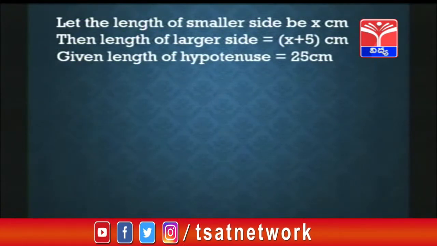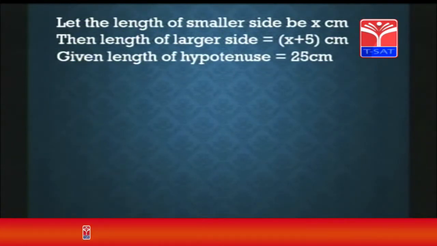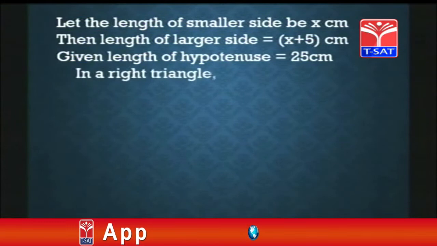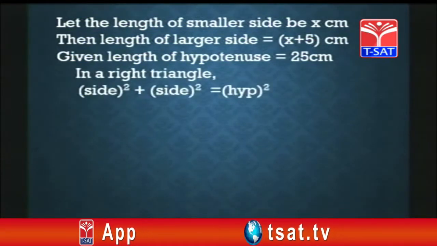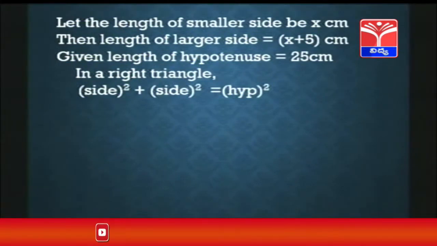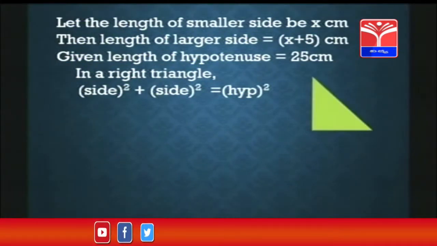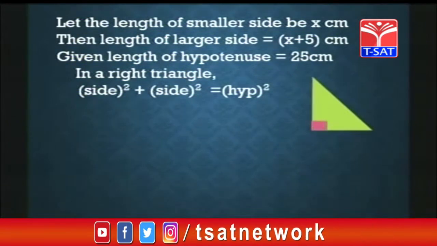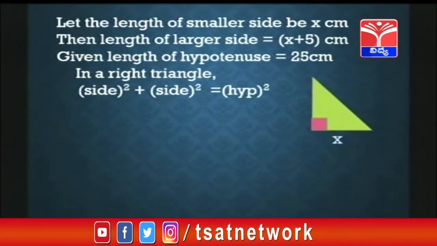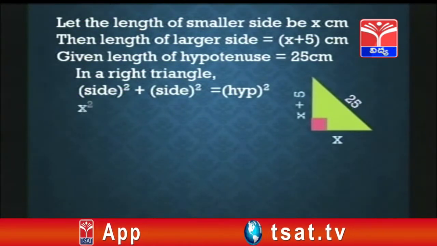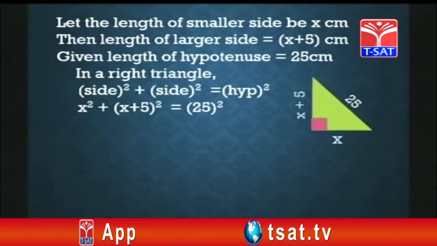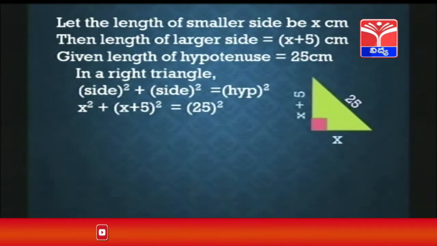But what is the length given to us of hypotenuse? It is given to us as 25 centimeters. We all know in a right triangle, side square plus side square is equal to hypotenuse square. So, this is our right angled triangle whose smaller side is x and the larger side is x + 5 and the hypotenuse given to us is 25. So, let's substitute these lengths in the respective places.